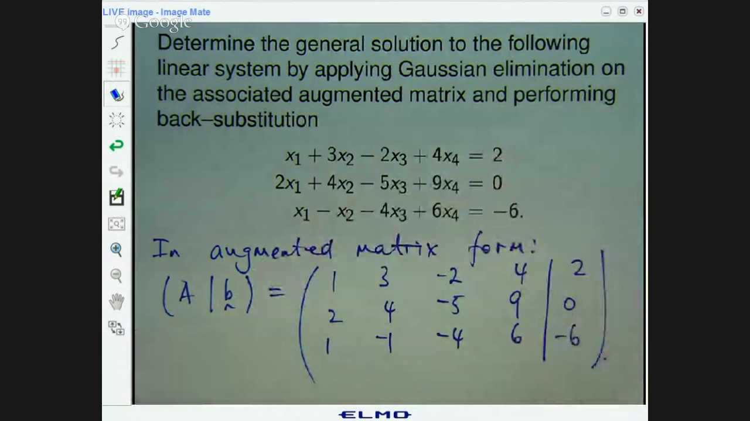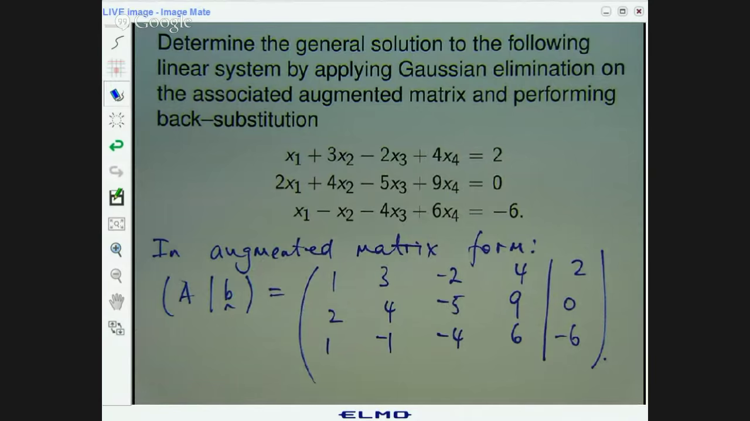Columns as a matrix. Okay, so x1 would be 1, 2, 1, x2, 3, 4, -1, x3, -2, -5, -4, and x4, 4, 9, 6. Okay, we draw this in lieu of an equal sign, and then the right-hand side is our b vector, 2, 0, -6. Okay, so what we like to do now here is reduce this to something simple.